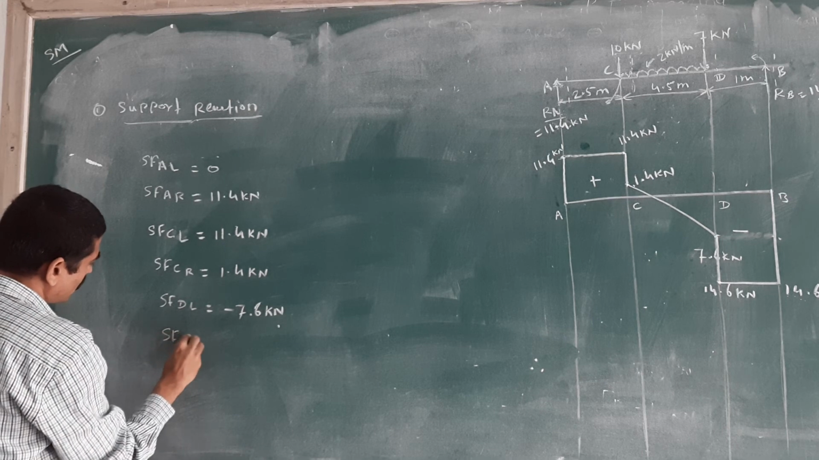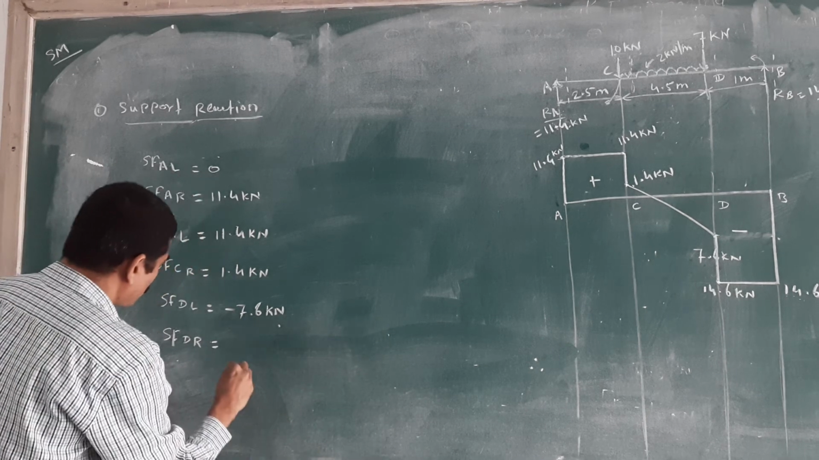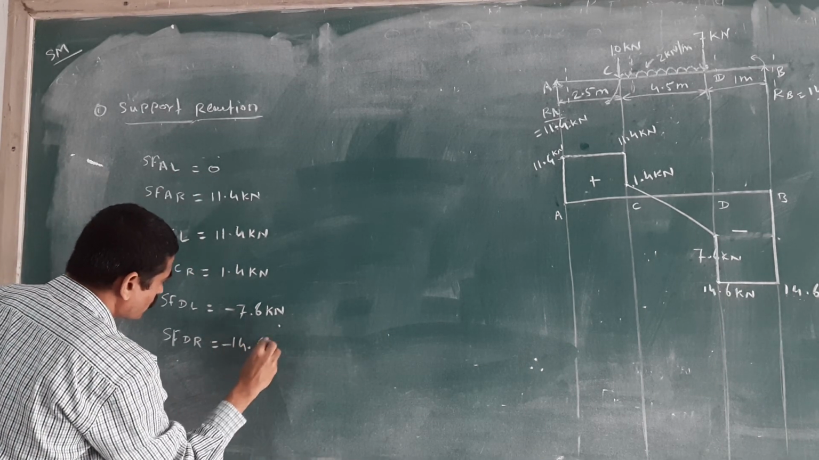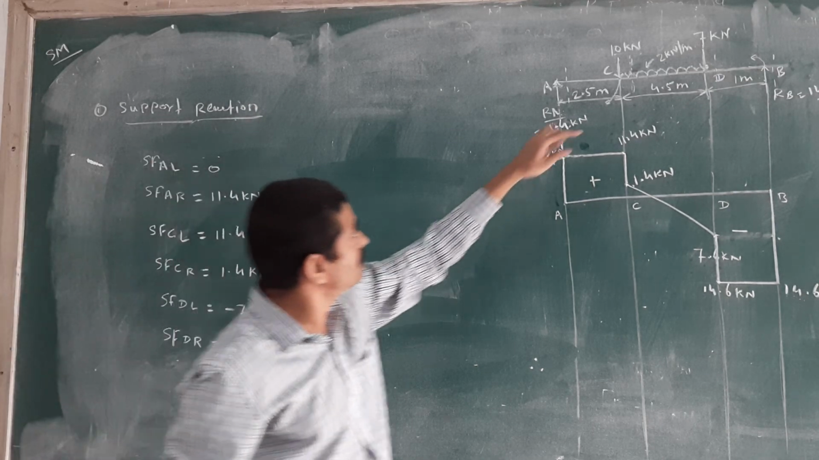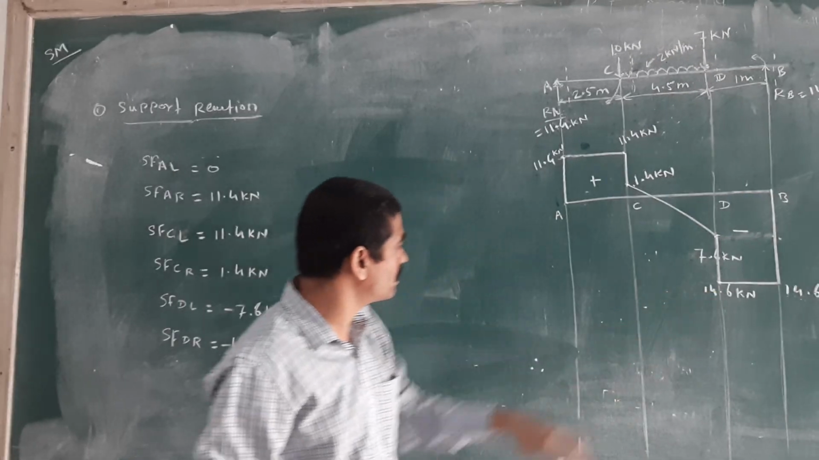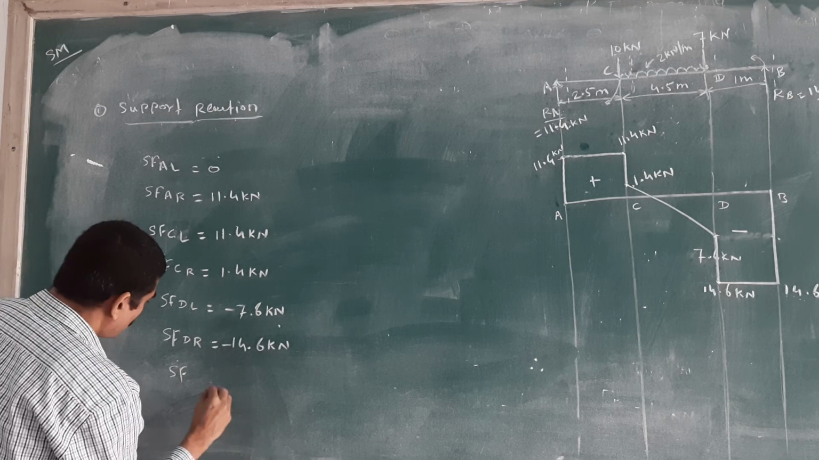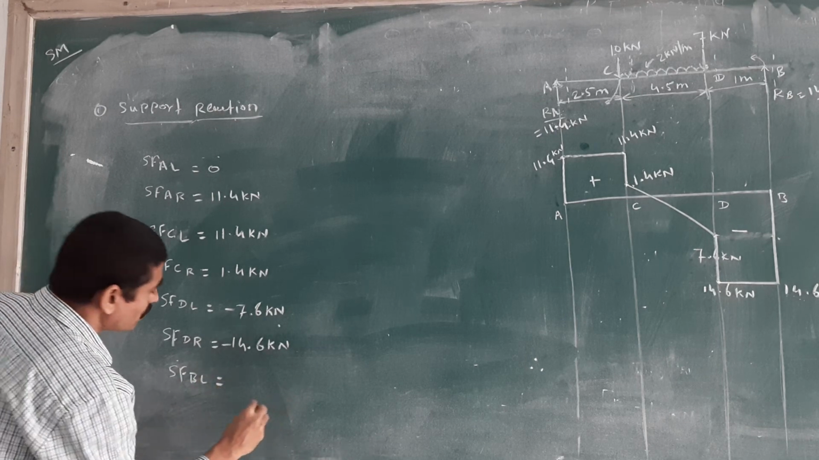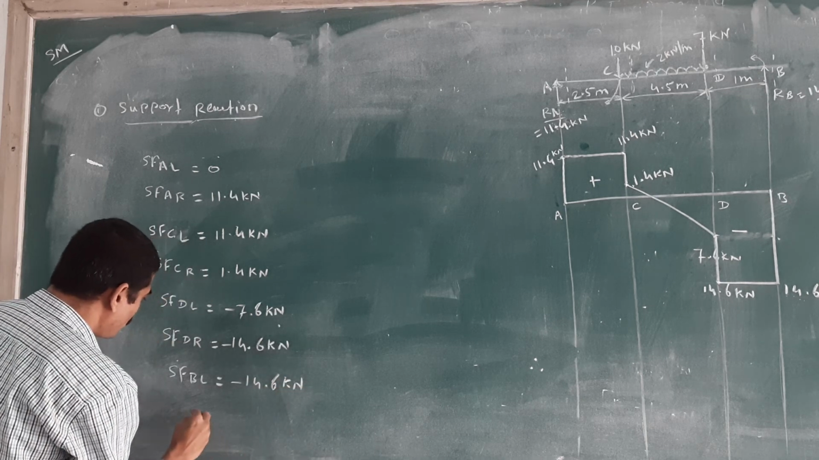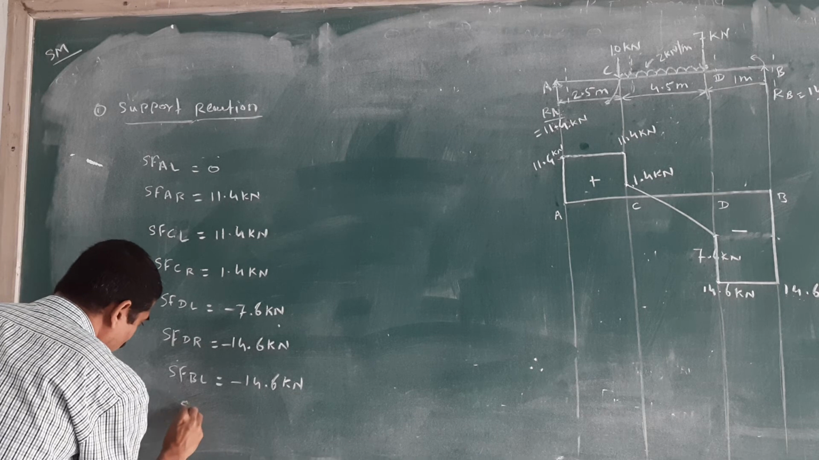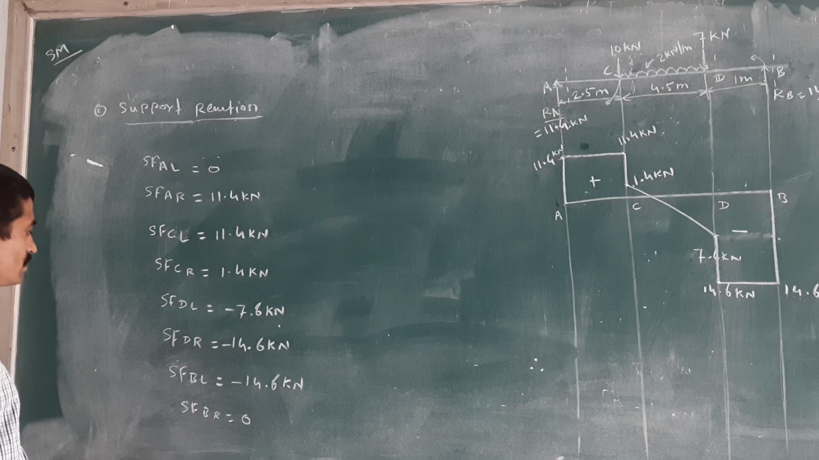And SF at D, just right side, you will get how much value? Again 14.6, minus 14.6 kilonewton. Because minus 7.6 we have, and there is one more load at 7 kilonewton. You will get the 14.6. Then SF at next point, B point, just left side, again you will get the same value because there is no load in between C to B, D to B. Then SF at B, just right side, you will get the 0.